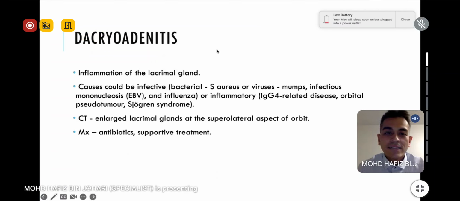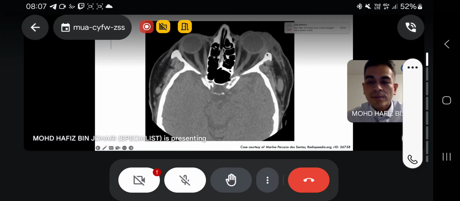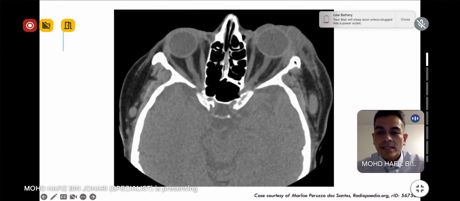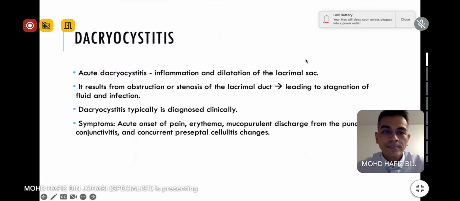Dacryoadenitis is the inflammation of the lacrimal gland. The cause could be infective, or it could be inflammatory. On CT scan, there will be enlarged lacrimal glands at the superolateral aspect of the orbit. I think it is better if I show the image; this is the position of the lacrimal gland. So when you see an enlarged and inflamed structure superolateral to the orbit, you suspect that it could be arising from the lacrimal gland. The surrounding soft tissue is also inflamed. So this dacryoadenitis is associated with preseptal cellulitis of the left orbit.